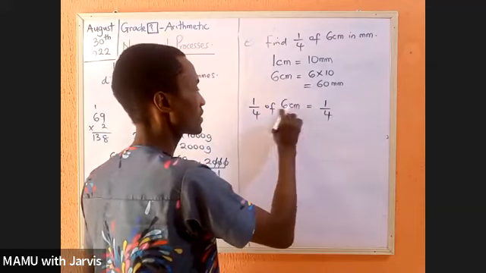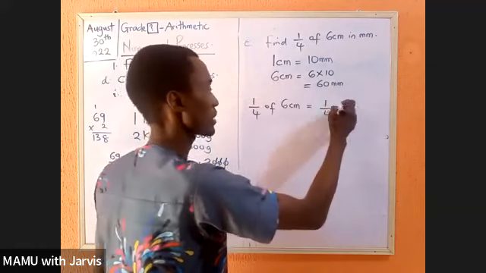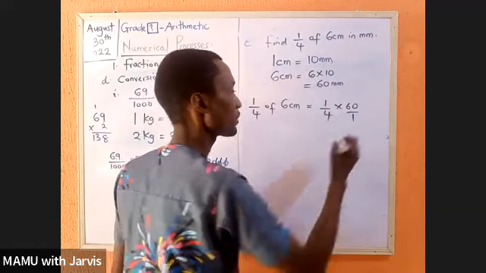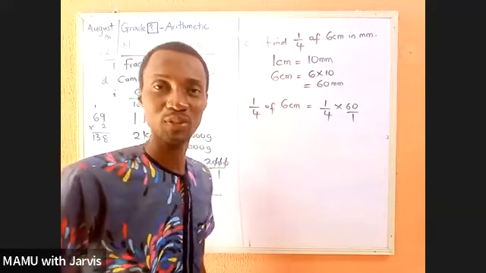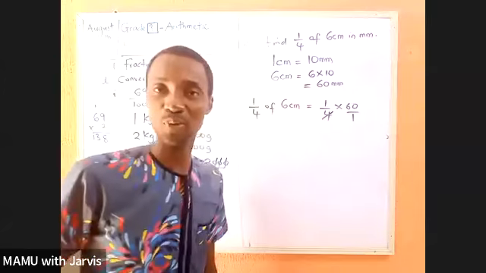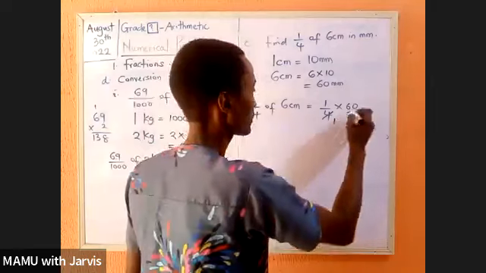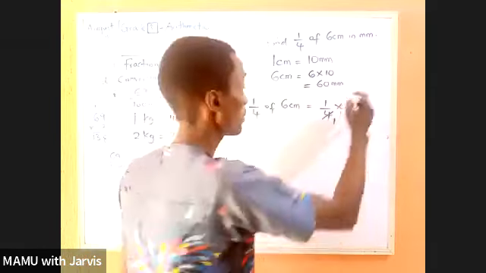1/4. What is 6 cm or 6 centimeters? It is 60 millimeters. So times 60/1. Now, you see another aspect of your brain is being tested now: division. So what do I do? I can divide with 4. I want you to be bold to divide with 4. So 4 divides 6 will give me 1.